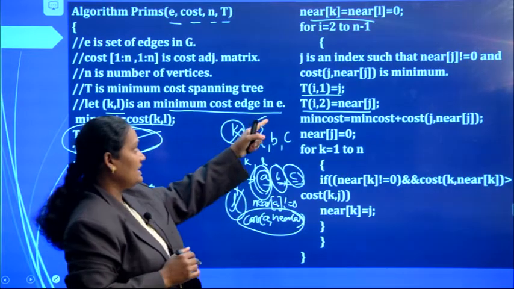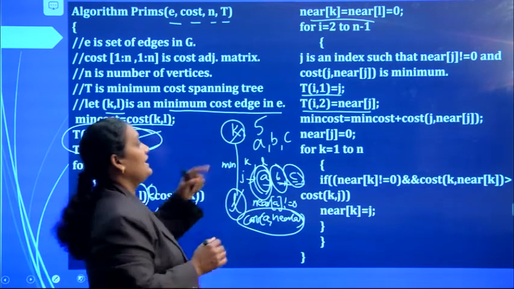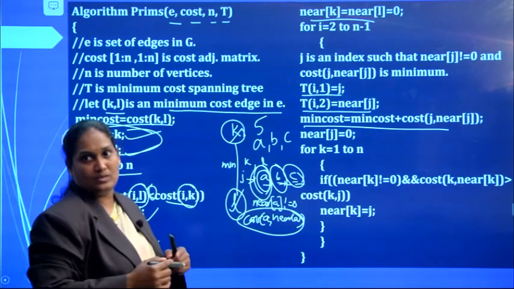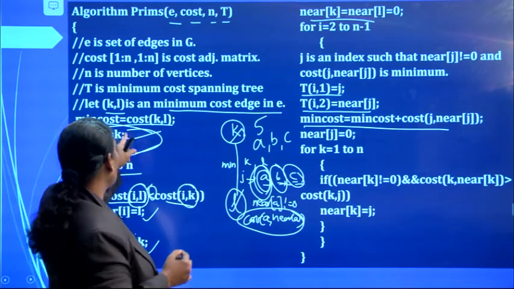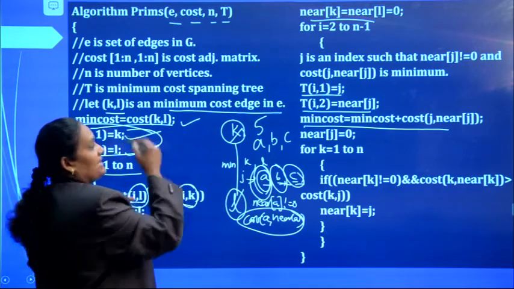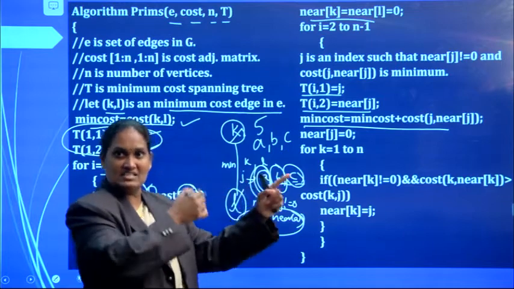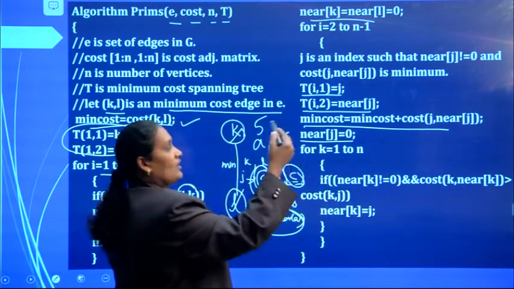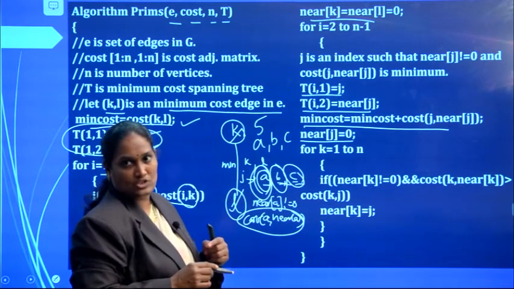That vertex should be included into the minimum cost spanning tree. Here T of I comma 1, T of I comma 2, I included that vertex into the spanning tree and I updated the minimum cost value. Initially the minimum cost value is cost of k comma L. Now the minimum cost value is updated since j is included. Now near of j is 0, since j is already included in the spanning tree.